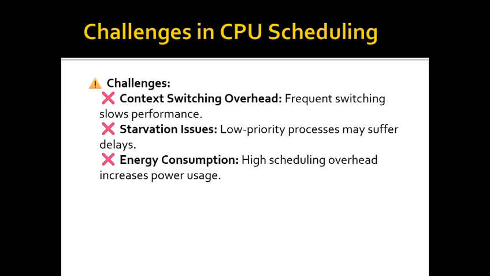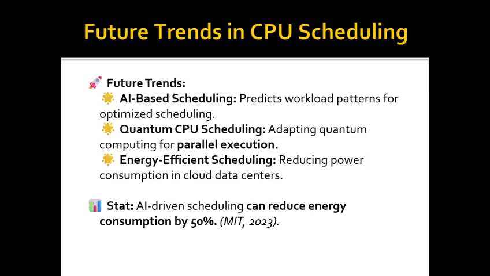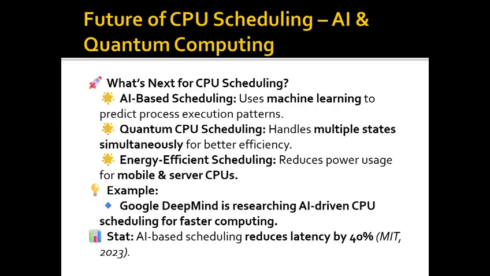The challenges in CPU scheduling. The three major challenges are context switching overhead, starvation, and energy consumption. The future trends of CPU scheduling are AI-based scheduling, quantum CPU scheduling used in parallel execution, and energy-efficient scheduling. What is next for CPU scheduling is AI-based scheduling, quantum, and energy efficiency.